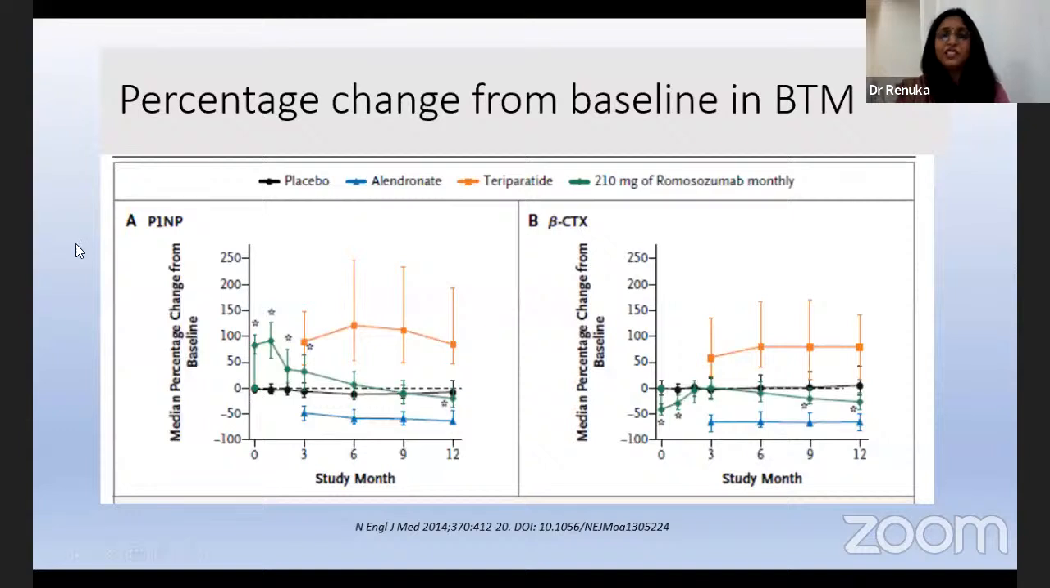This was one of the studies done in NEJM, which very clearly showed the treatment effects, particularly when they were studying romosozumab monthly; they gave a placebo as well as alendronate, teriparatide, as well as romosozumab. If you look at this, this is the P1NP, which is the bone formation marker. When you give alendronate or a bisphosphonate, there is a steady decline of the bone formation markers. With teriparatide, there is an immediate quick increase. And if you look at the percentage, the variation is very high, which causes an increase in bone turnover, particularly the P1NP. And with romosozumab, there is a transient rise, and shortly after, it starts declining.